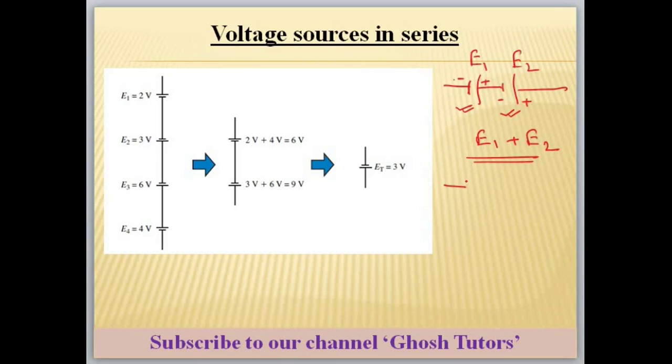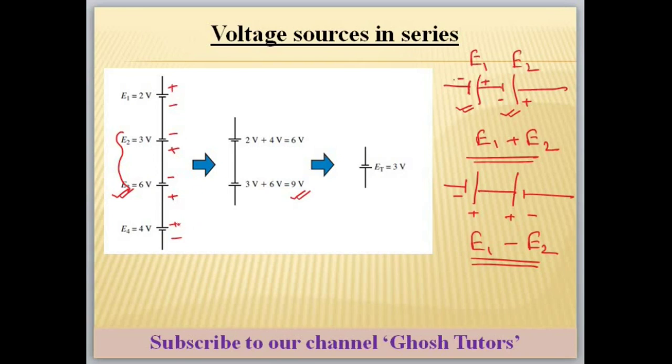But suppose one is like this and the other one is like this. Here it is minus to plus, here it is plus to minus. Then we have to subtract, E1 minus E2. So one example is taken here. Here you can see plus, minus, minus, plus, minus, plus, plus, minus. You can see these two are in same polarity. Here it is minus to plus, here also it is minus to plus. So these two we can add, 6 and 3, 9.